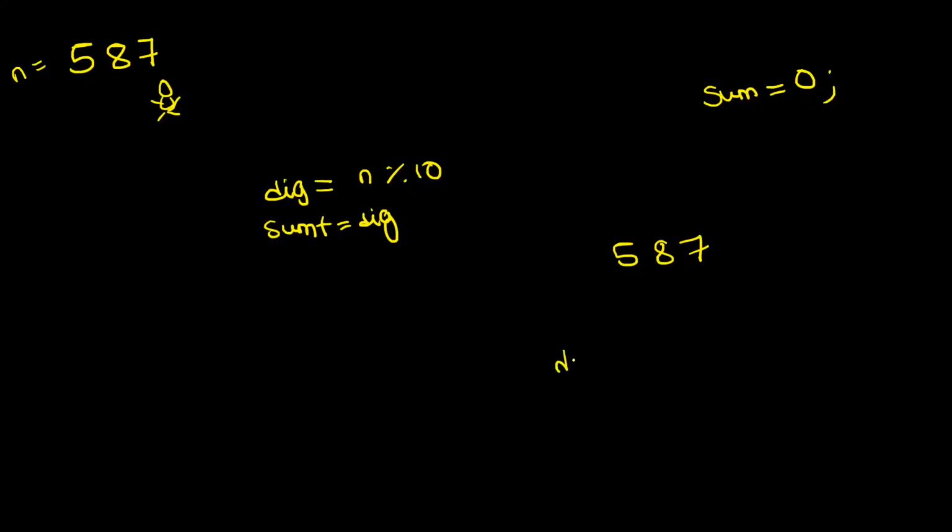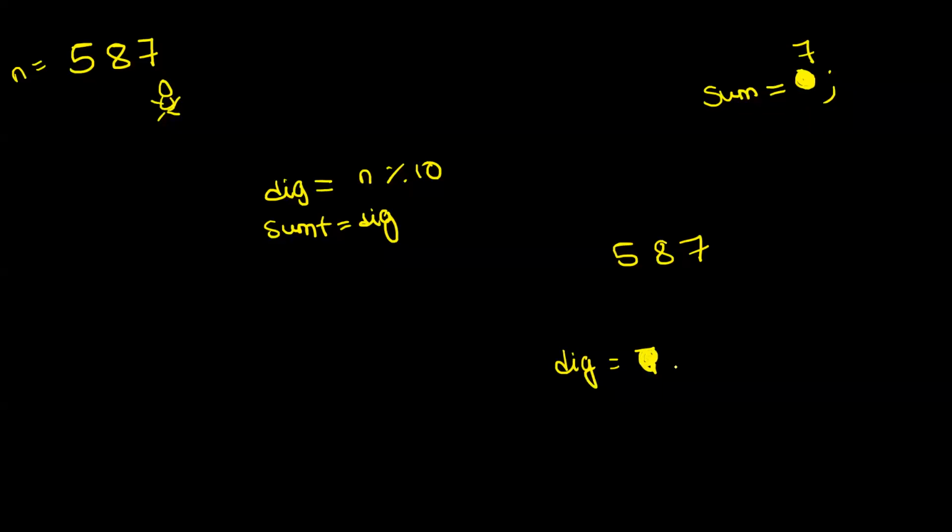So I first of all find digit is equal to n percentage 10. And when I do n percentage 10, I will get 7. And so the digit will get a value of 7. And the moment I get that, boss, 7 is the digit, what will I do? I add this to my summation. So now my sum becomes 7.